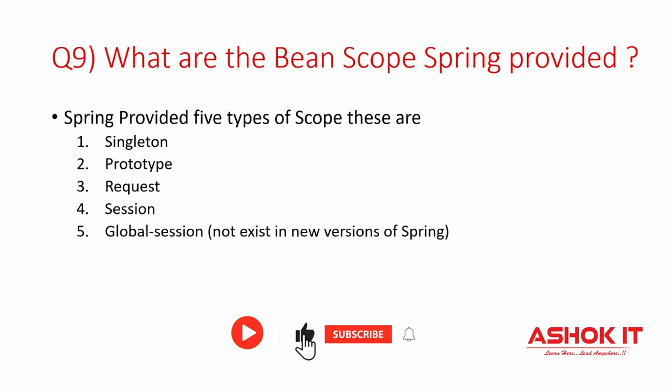Request and session relate to web applications only. Singleton and prototype work for any type of application. Request indicates that if a browser or a client application makes a request, an object is created in the Spring container. Once the response is committed, the object is destroyed in the container.